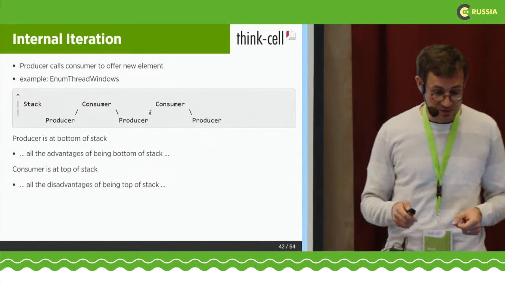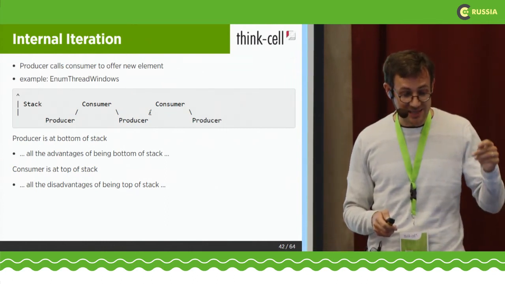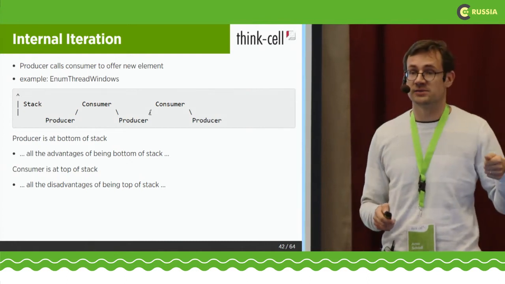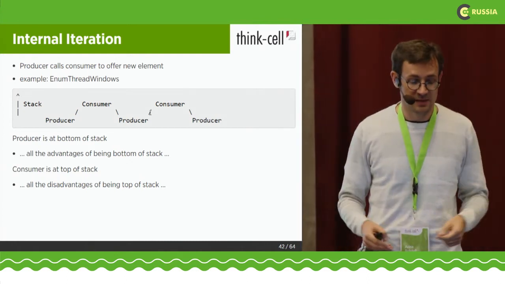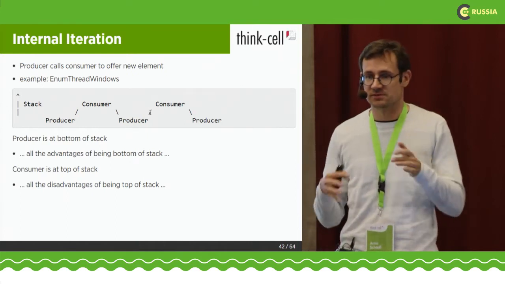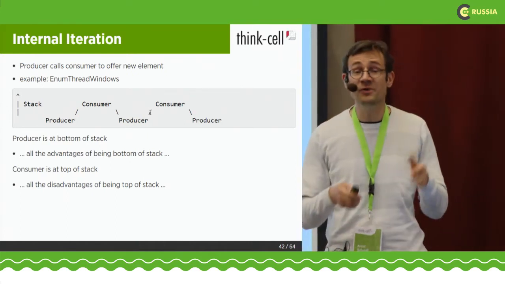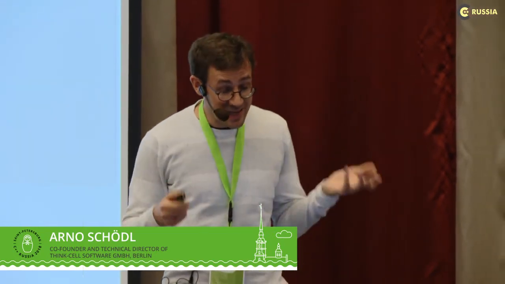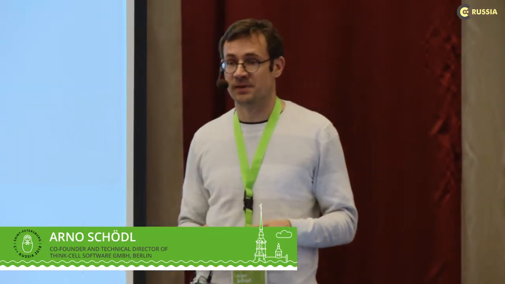But before I go to the consequences, of course, I said that to be at the bottom of the stack is great, so all these advantages. And the top of the stack kind of sucks because you have a lot of disadvantages. Wouldn't it be nice if both the consumer and the producer could be at the bottom of the stack? Well, they can be with coroutines.